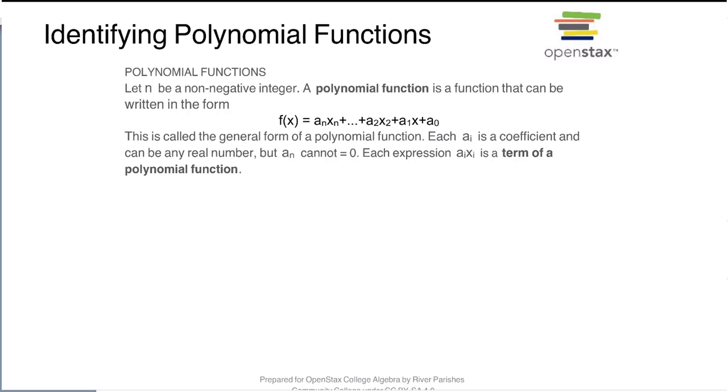Each a_i, so each a, which would represent the coefficient of x, is a coefficient and can be any real number, but a_n cannot equal 0. Each expression a_i x^i is a term of the polynomial function.